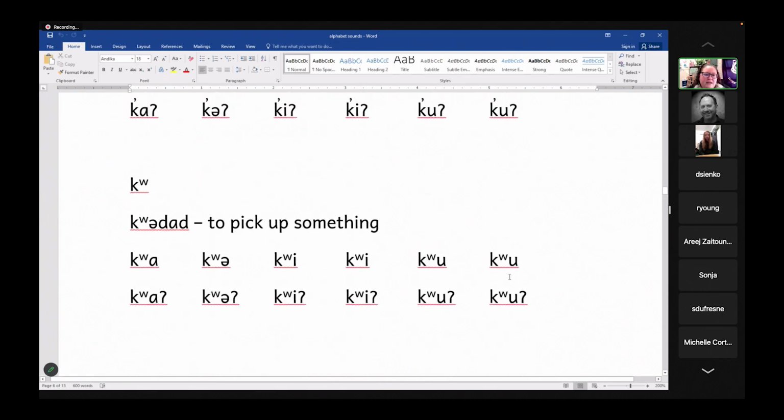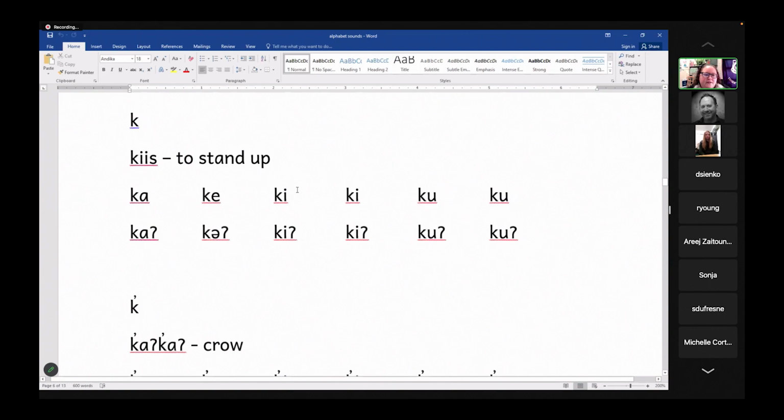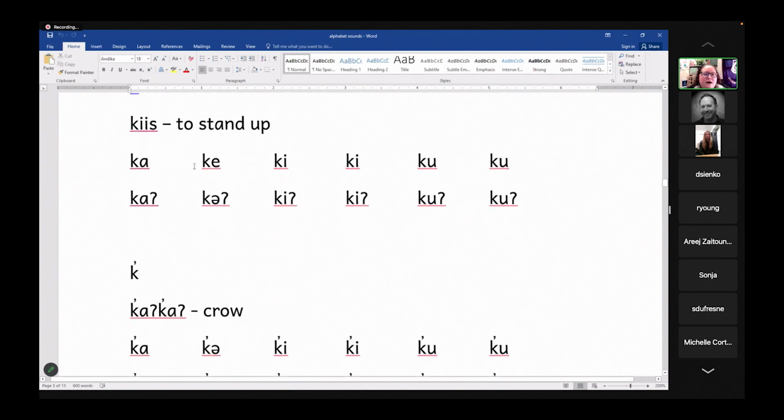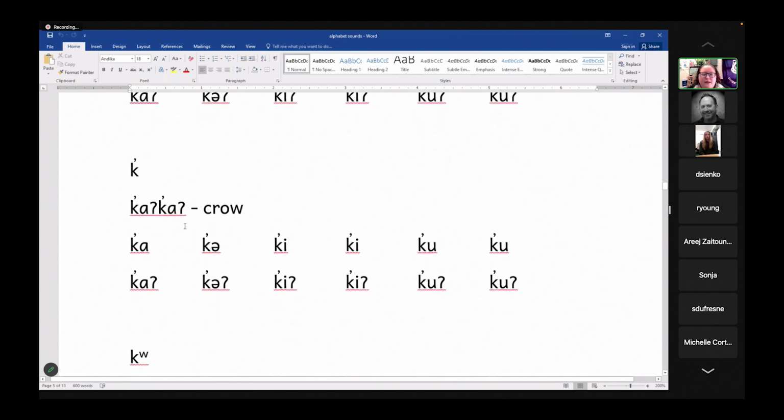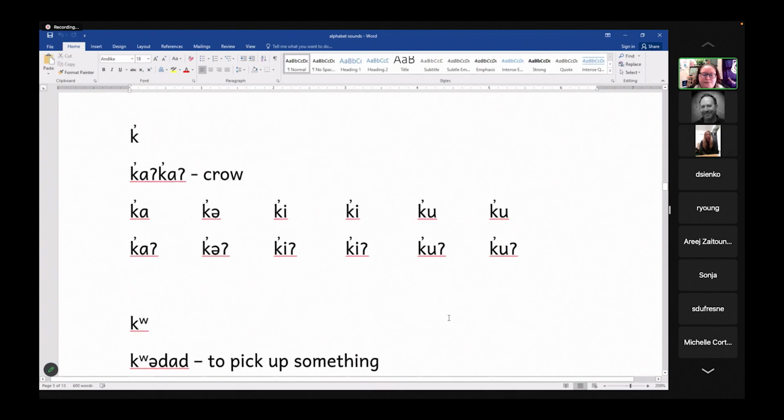So those are our Ks. Let's go ahead and practice those because why not? Ka, ka, ki, k, ko, ku. Glottalized K. Ka, ke, k, o, ku.